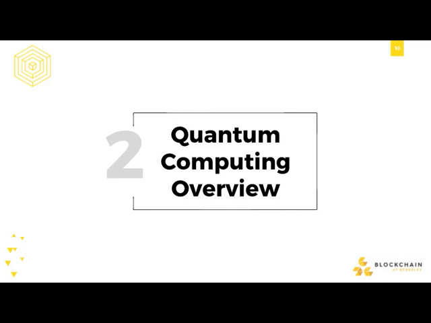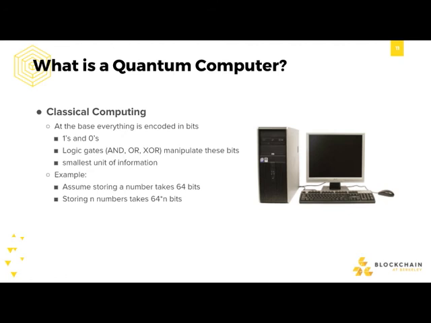Now after that, I'm going to touch a little bit on quantum computing. So what exactly is a quantum computer? I'll first start with what classical computing is. In classical computing, everything is encoded in bits, basically zeros and ones. All data is stored as strings of zeros and ones. To alter this data, you can put it through logic gates such as AND, OR, or XOR.